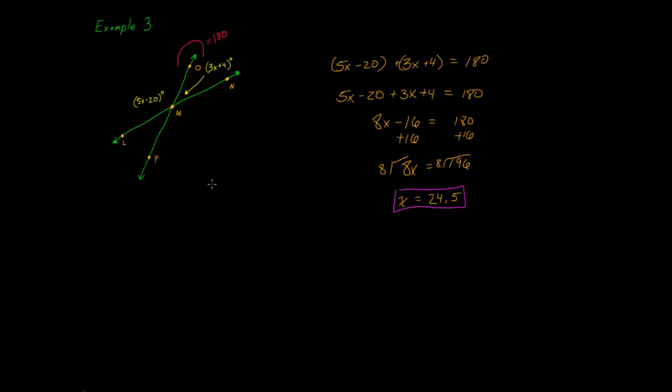Let's pick this color here. We've got 5. And now we have an X. Make that 5 look a little bit better here. Now we have an X, so we're going to substitute in what we got before. 5 times 24.5 minus a 20 will equal our measure of our angle.